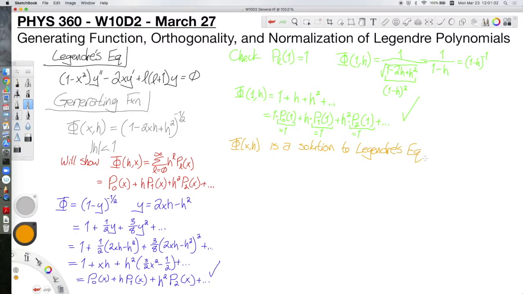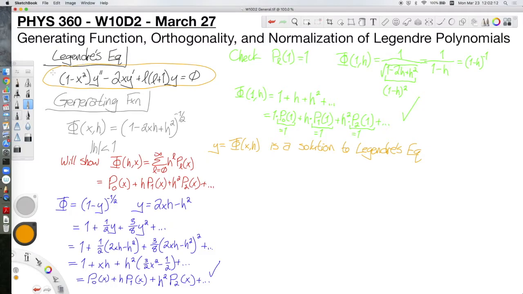As we've seen from other aspects of math and physics, if some function is a solution to a differential equation and some other function is also a solution to the differential equation, then any linear combination of those two functions should also be a solution to the differential equation. And since the generating function, we are claiming at least, can be written as a linear combination of the Legendre polynomials, that means that the generating function should be a solution to Legendre's equation. So we're going to plug our generating function in for y into Legendre's equation up here.